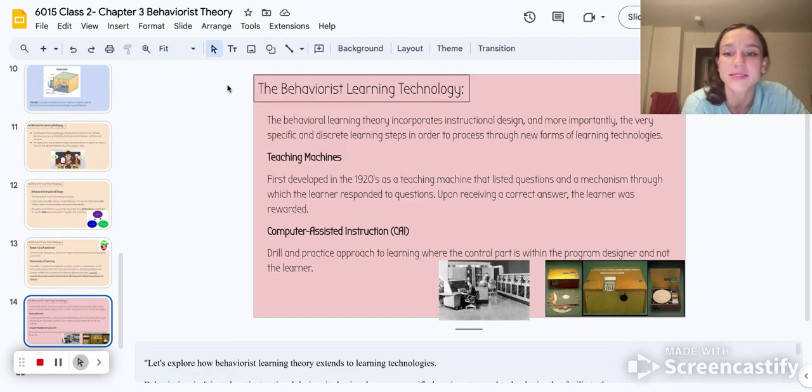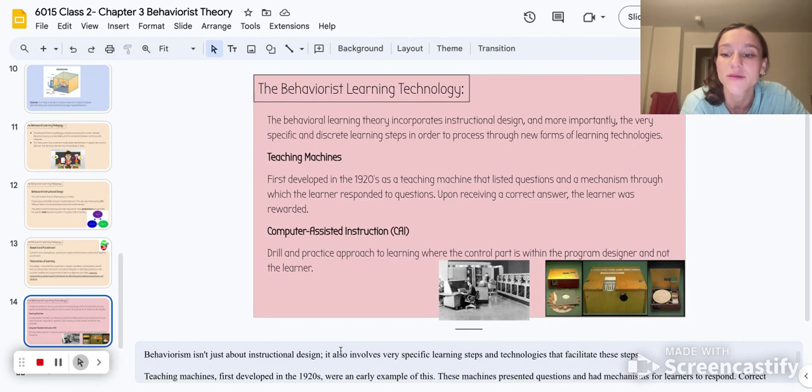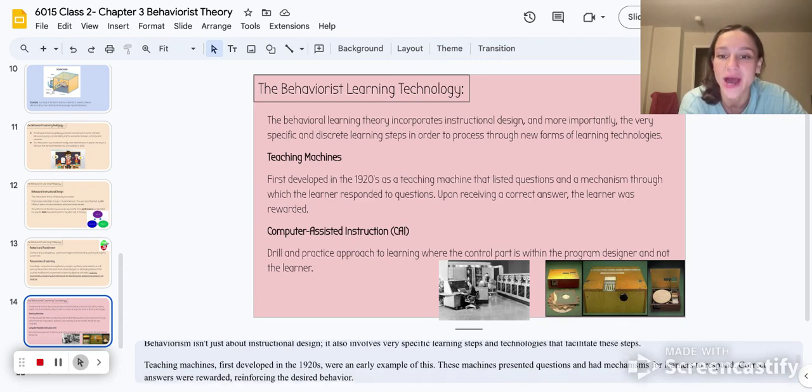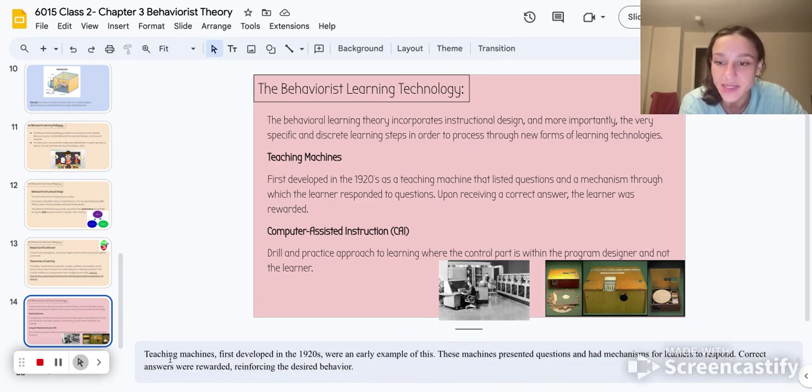Okay, and our last slide discusses the behaviorist learning technology. So behaviorism isn't just about instructional design, but it also involves very specific learning steps and technologies that facilitate these steps. So we have our teaching machines. Teaching machines were first developed in the 1920s. These machines presented questions and had mechanisms for learners to respond to. Correct answers were rewarded, which continued to reinforce the desired behavior.